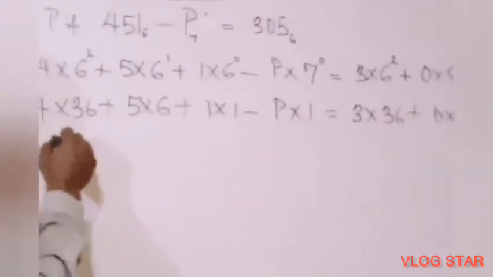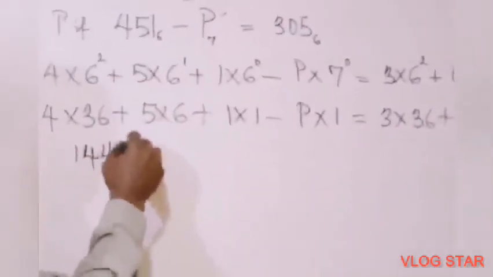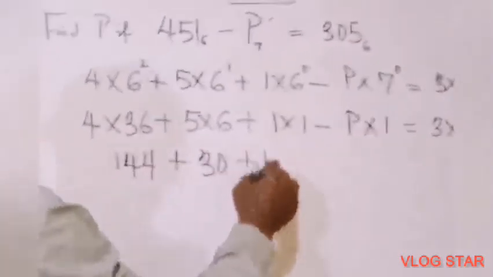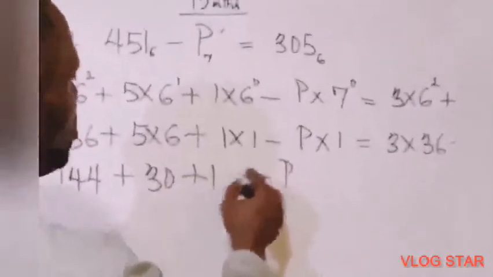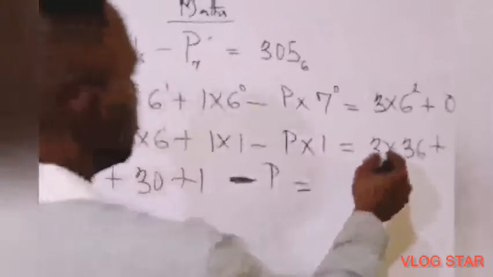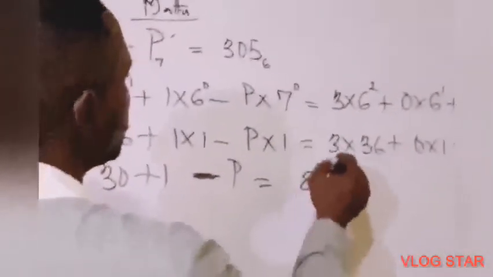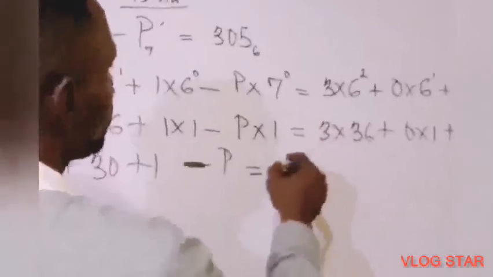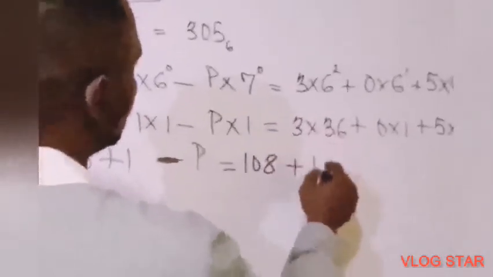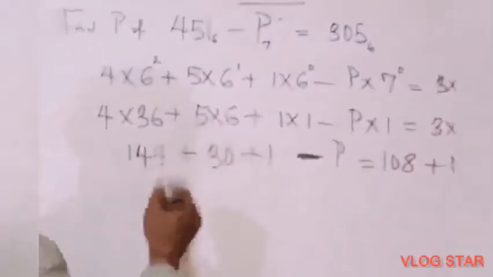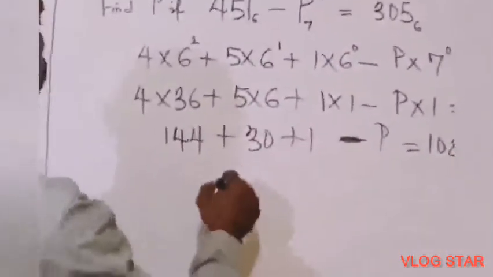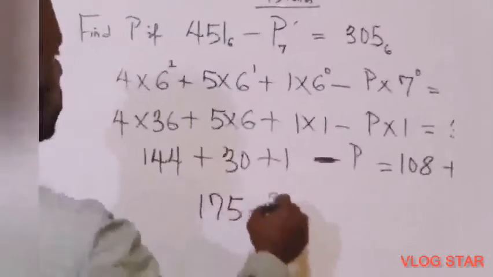Now here 4 times 36 will give you 144 plus 30 plus 1 minus P, since P times 1 is P, equals 3 times 36, which is 108, plus 0 plus 5. Adding up these values, 144 plus 30 will give us 174 plus 1, which gives us 175, minus P equals 108 plus 0 plus 5, which will give us 113.